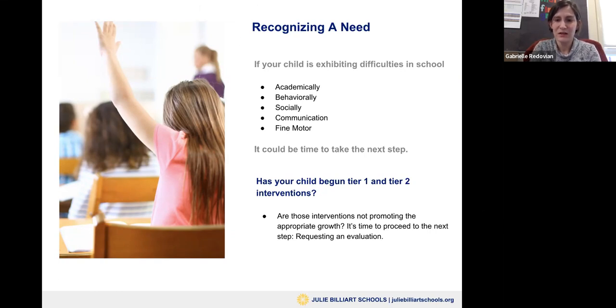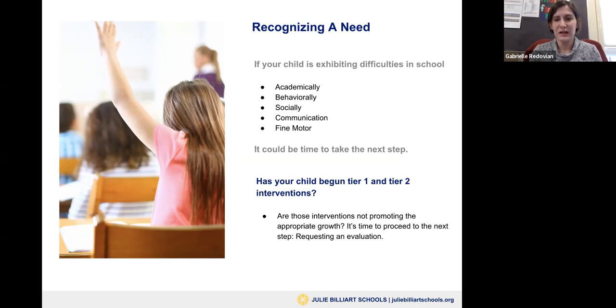Communication. The 2 main areas in communication are going to be expressive and receptive communication. Expressive is the child's ability to verbalize and give an output, where receptive is what is that child taking in? Are they understanding the directive that the adult is giving them? Are they able to follow 1-2 step directions? And then fine motor is anything to do with writing or being able to have that body control.